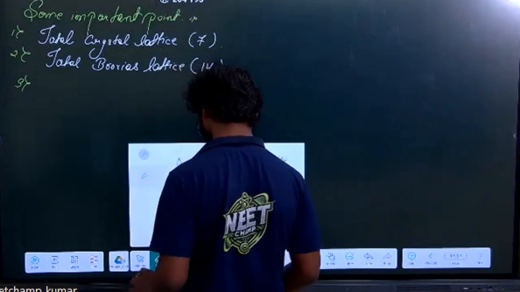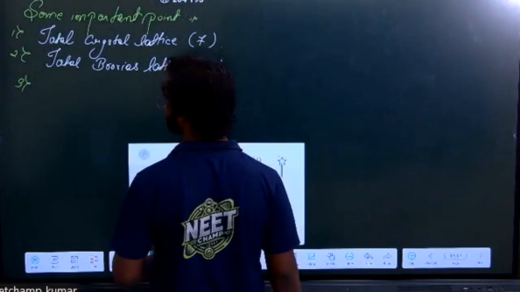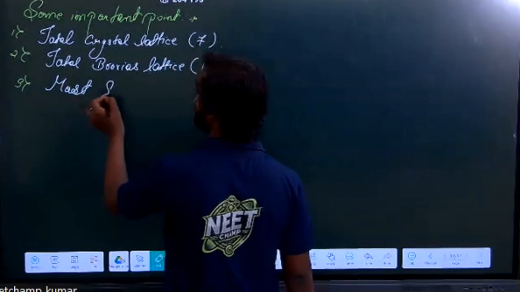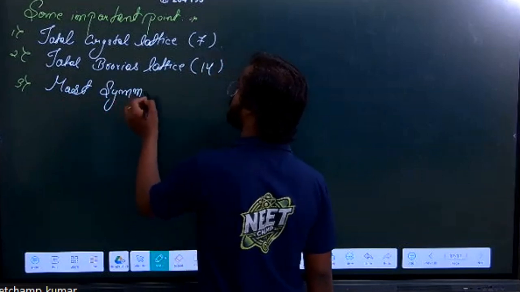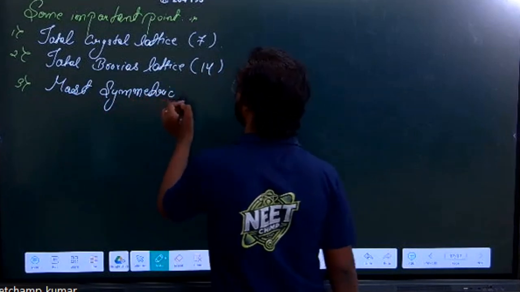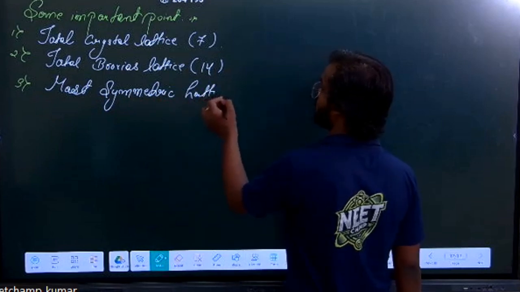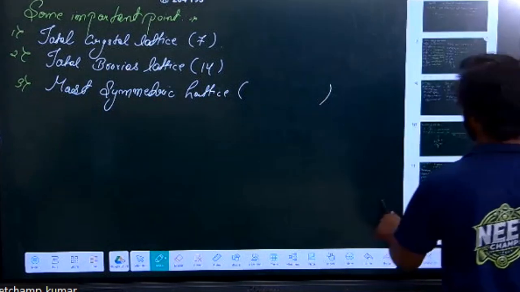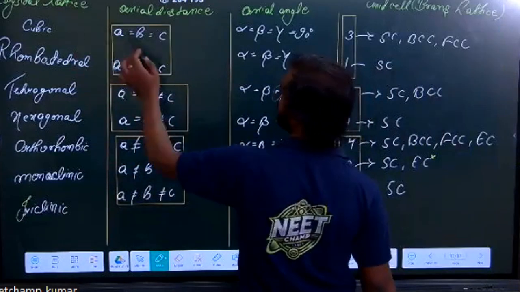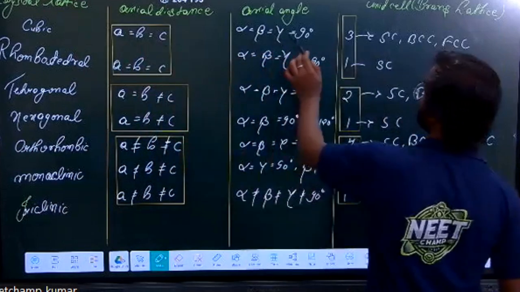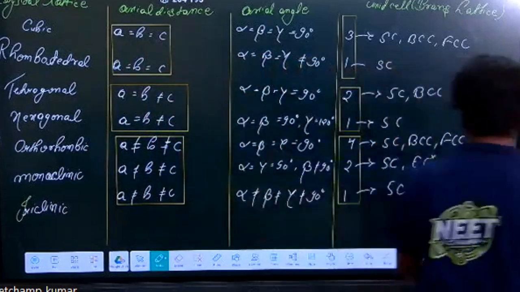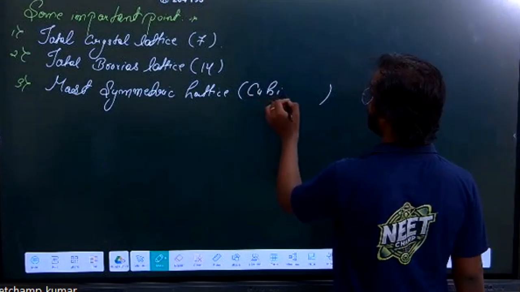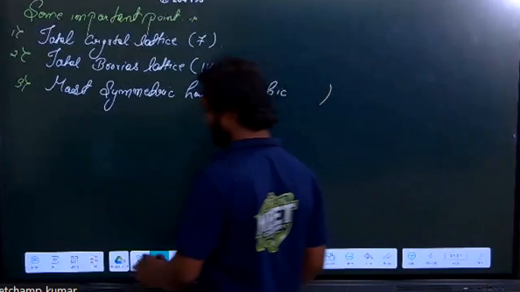Okay. Most symmetrical lattice. Which is the most symmetrical lattice? If you see this table, most symmetrical is cubic. See, A equal to B equal to C and alpha equal to beta equal to gamma equal to 90. Everything is the same. Okay. In any other case, you won't get this. So this is the cubic.